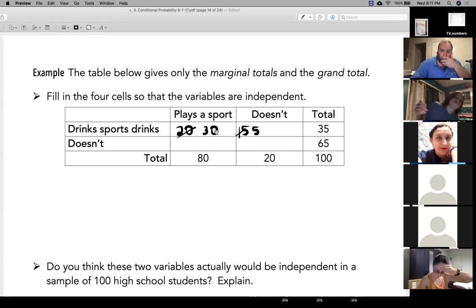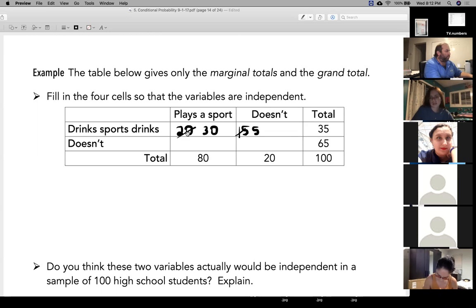Couldn't you compare the total for drinks sports over the total and make that proportion the same for the number over 20 and the number over 80? So you're saying we want both of them to be 35 over 100. Yes. So could you multiply 20 times 0.35? Where do you get 20 from? The total for drinks. Would you do 80 times 0.35? Yes, 80 times 0.35. And then 20 times 0.65.